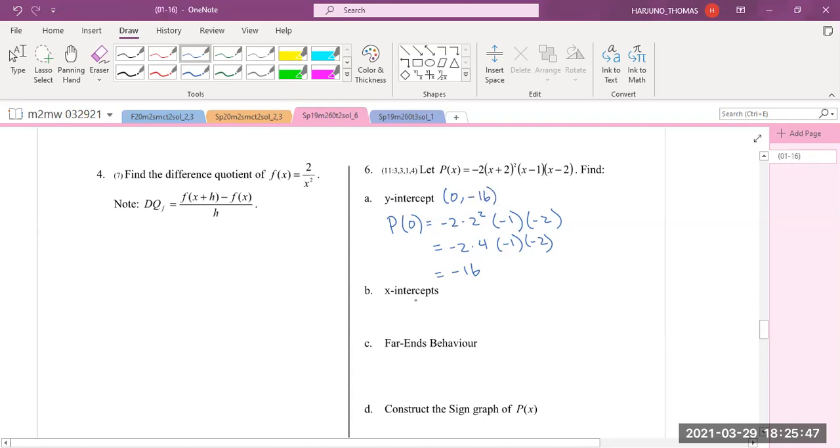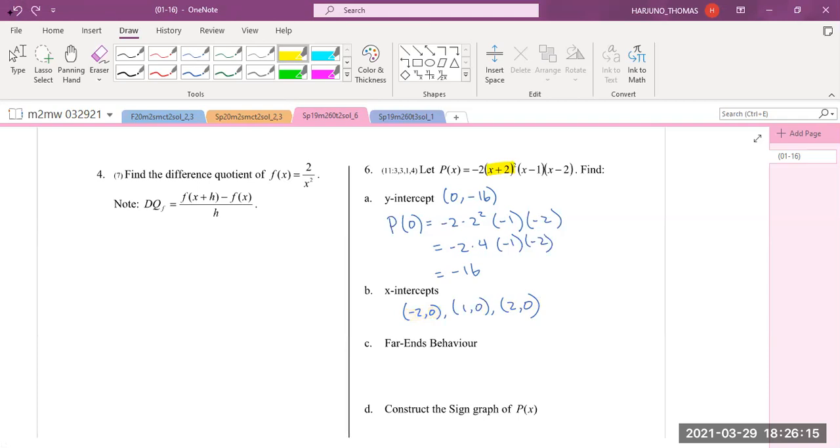How about the x-intercepts? You can get the zeros already. So the x-intercepts are -2, comma 0; 1, comma 0; 2, comma 0. Because -2 is a zero, 1 is a zero, and 2 is a zero, and they are real numbers.